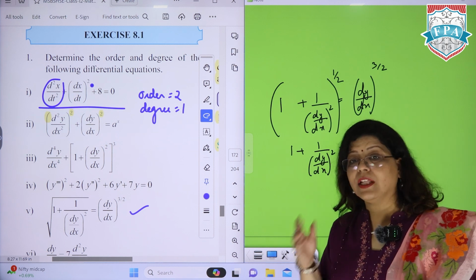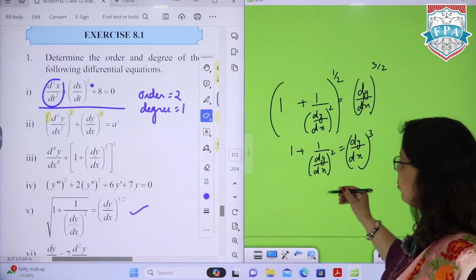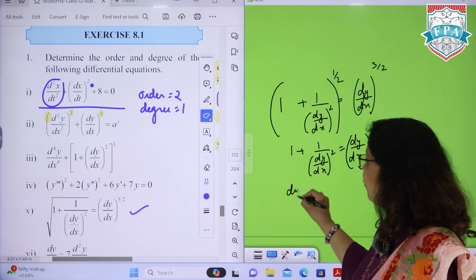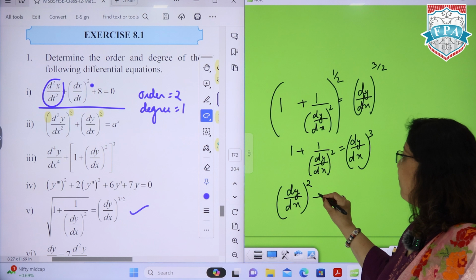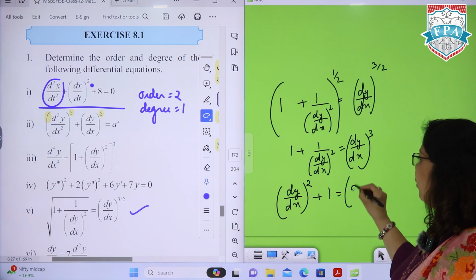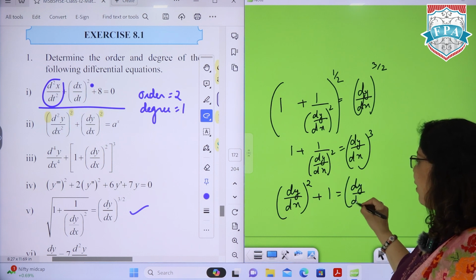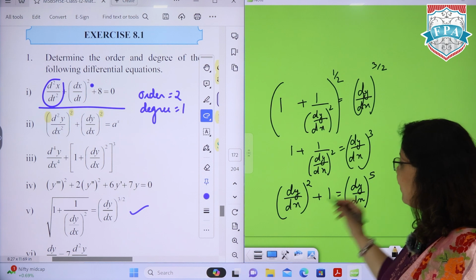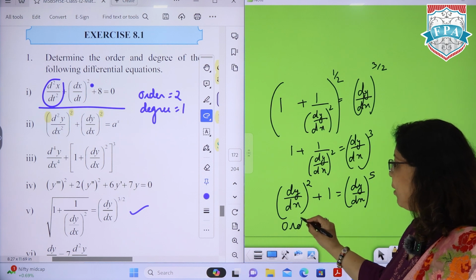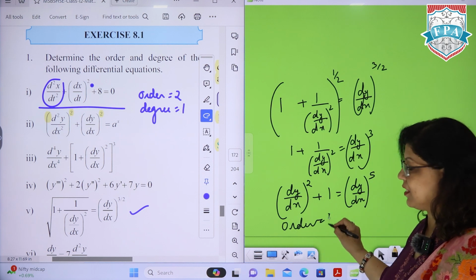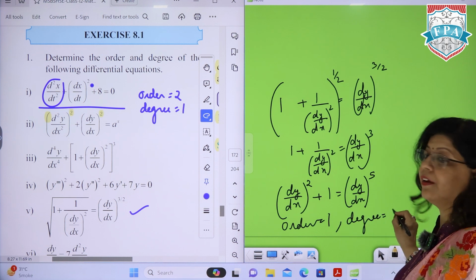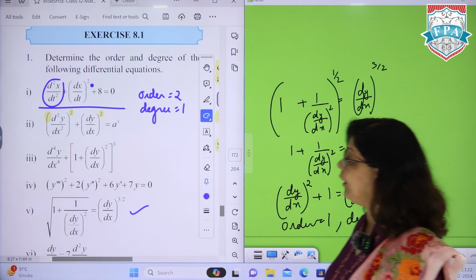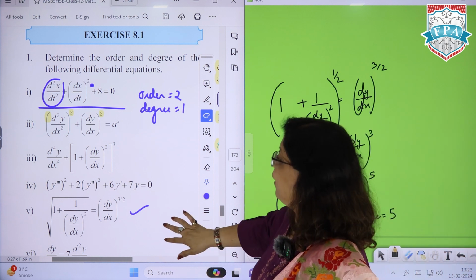So we'll multiply the whole thing with dy by dx whole square. So ultimately you will come across dy by dx to the power of 2 plus 1 is equal to, now this will become dy by dx to the power of 5. So here we can say the order has become 1 only, because that's the highest thing. And then degree now is 5. So this is how we calculate and come to the order and degree.